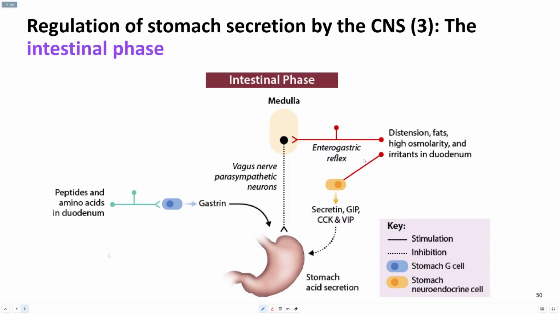It involves also the peptides and amino acids being detected inside the small intestine of the duodenum, and that will then produce more gastrin.